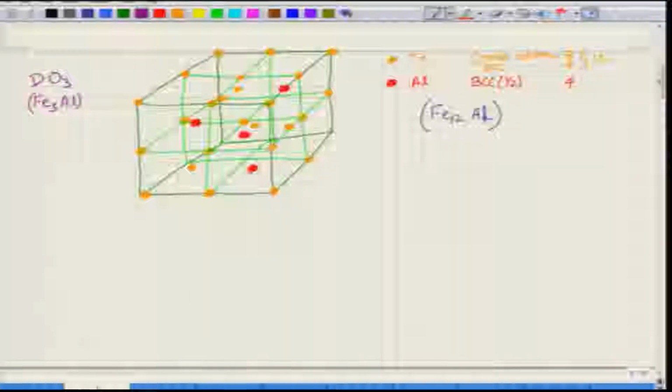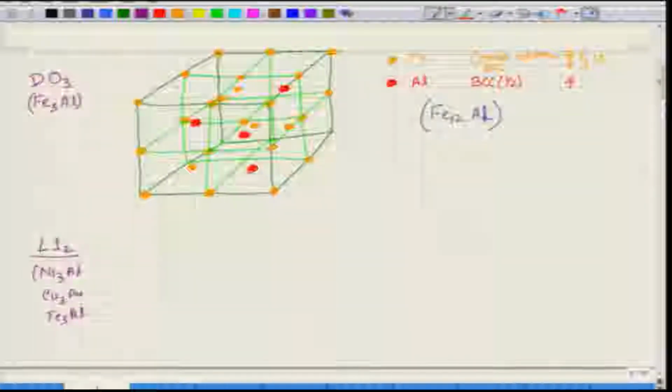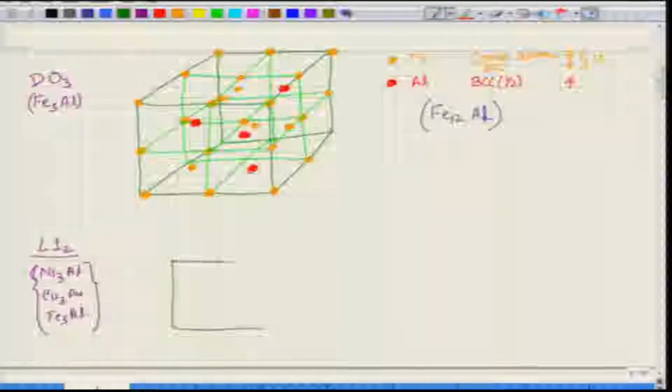Now, there is still another way that your Fe3Al can be distributed, but not only Fe3Al, even some other material like Ni3Al, Cu3Au and Fe3Al. All these are examples of L12 structure. The next one that we are discussing is the L12 structure. So, how does that look like? Well, this is not as complicated as the previous one.